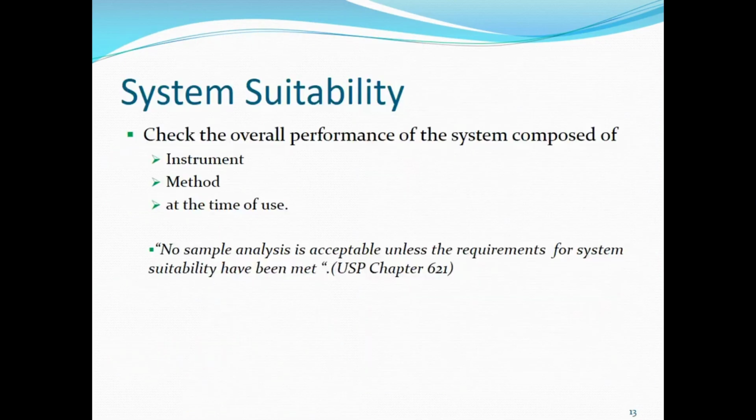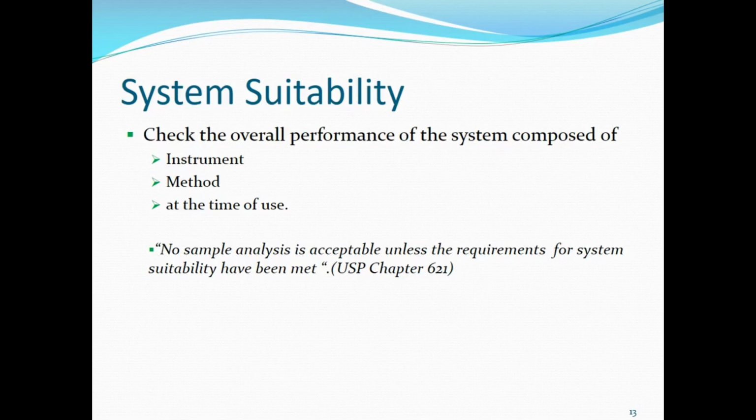So when we talk about system suitability, what we're looking at is the overall performance of the system, and that's normally a combination of the instrument that we're using as well as the method that's being used on the instrument at the time of use. I've taken a quote from the USP Chapter 621. No sample analysis is acceptable unless the requirements for system suitability have been met. I don't have access to the USP online, so you may be able to look up those chapters from your own libraries, but that's just an excerpt from it.